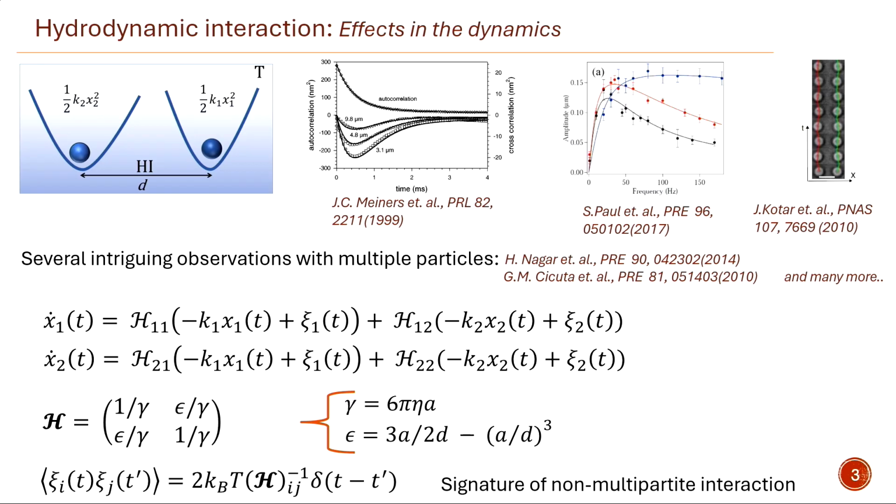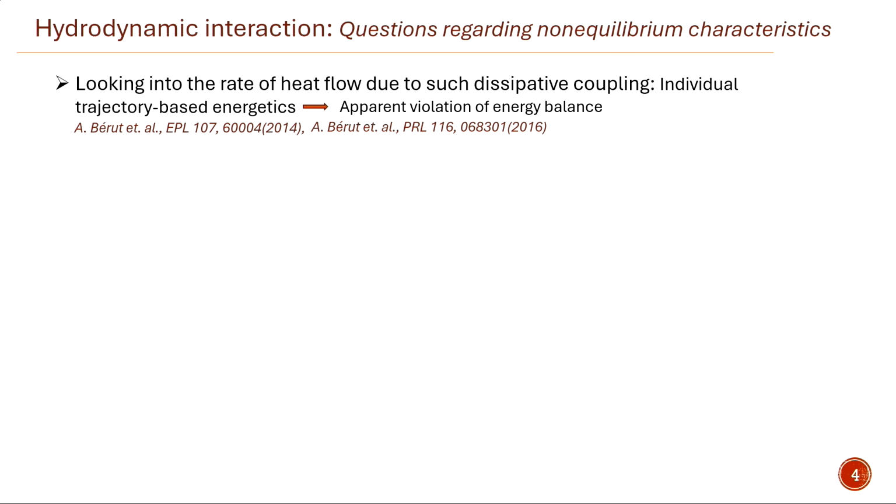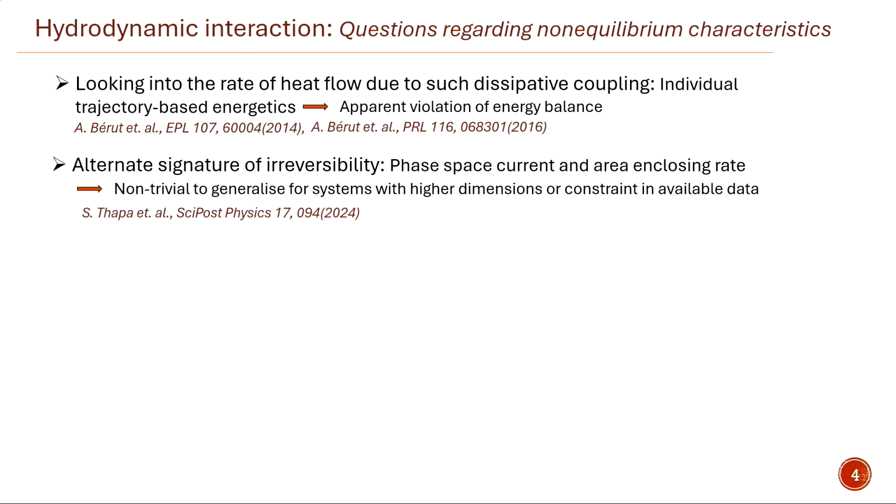Now, this cross correlation is giving rise to a non-multipartite interaction, and in recent times people have started looking into the non-equilibrium characteristics in such systems. People like Beru et al. have looked at how much heat flows from one particle to another due to such interaction, and they do it by considering trajectory-based energetics for the individual particles, and they got some apparent violation of energy balance and things like that. Then there are other works, even from Reisman's group, where people have looked into other ideas of how to characterize the irreversibility in terms of phase space, current, area and closing rate.